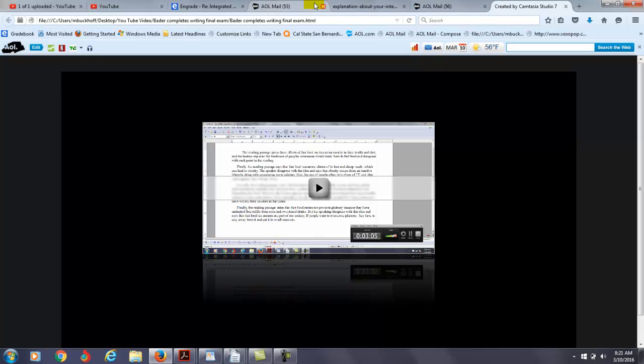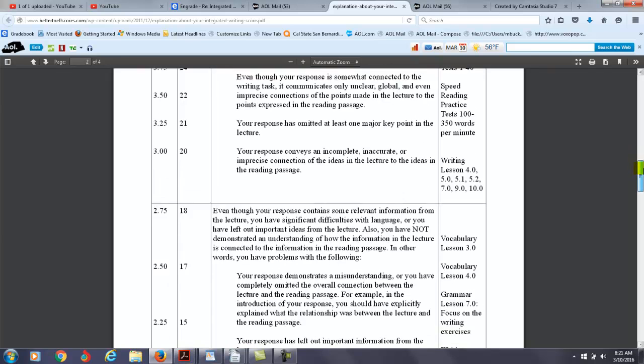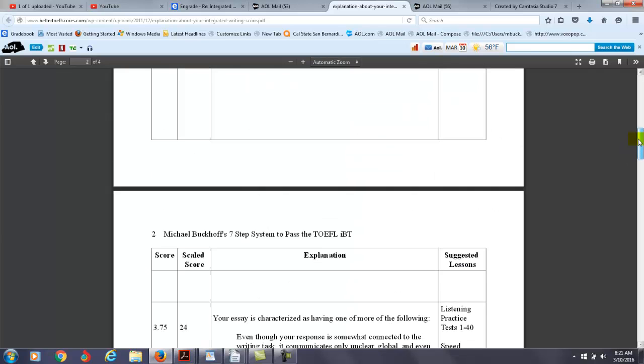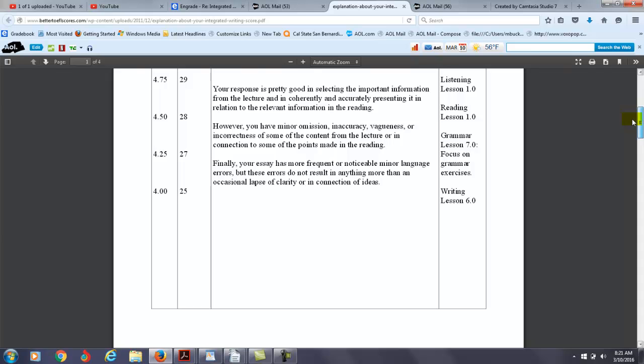Do the rubrics here for a minute. I think it's in the 3 range for sure, so you communicate only unclear, global, even imprecise connections of the points made. That would be low 3, high 4. I'm going to put you at 4.0. I think this is a pretty good essay. So 4.0 out of 5, 25 points out of 30 on this.